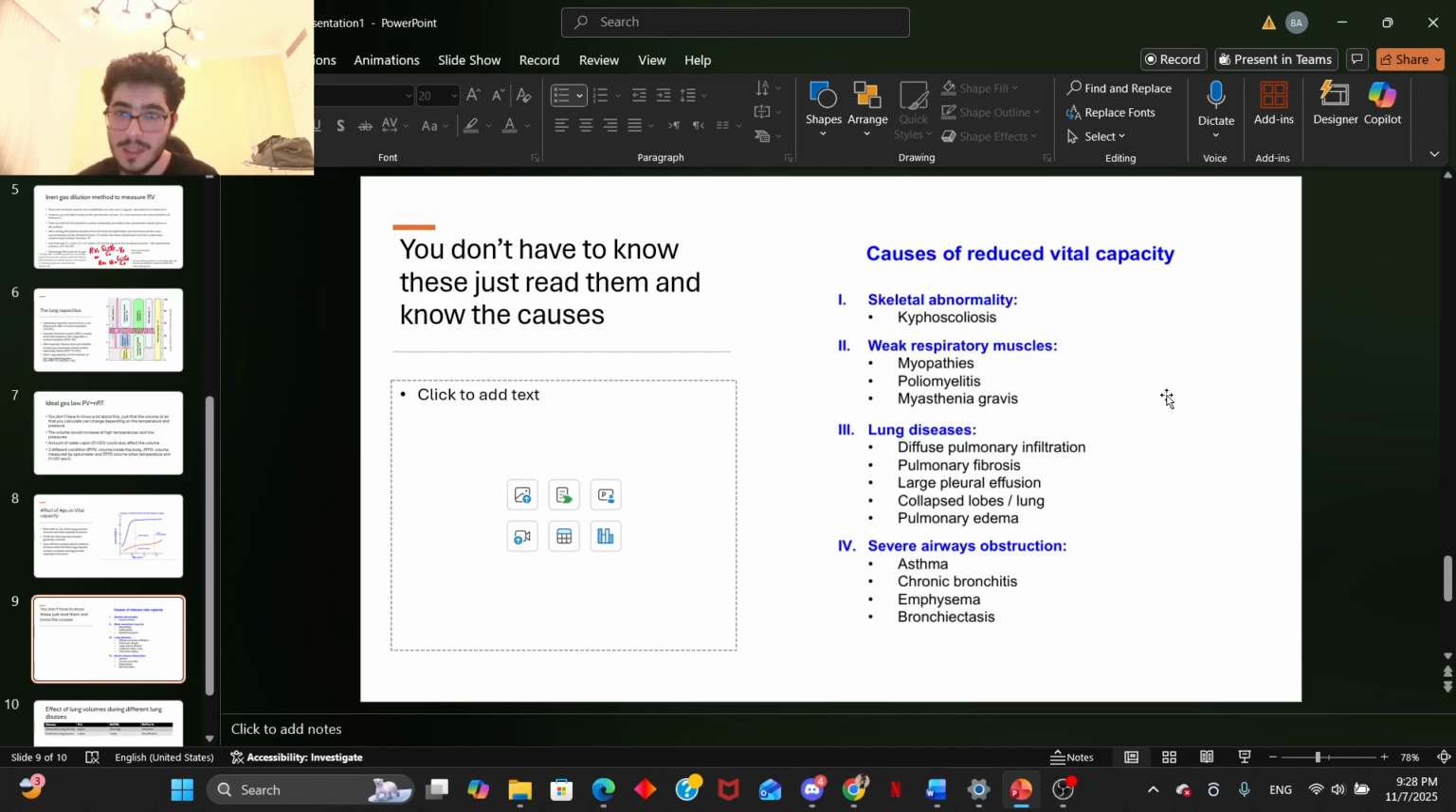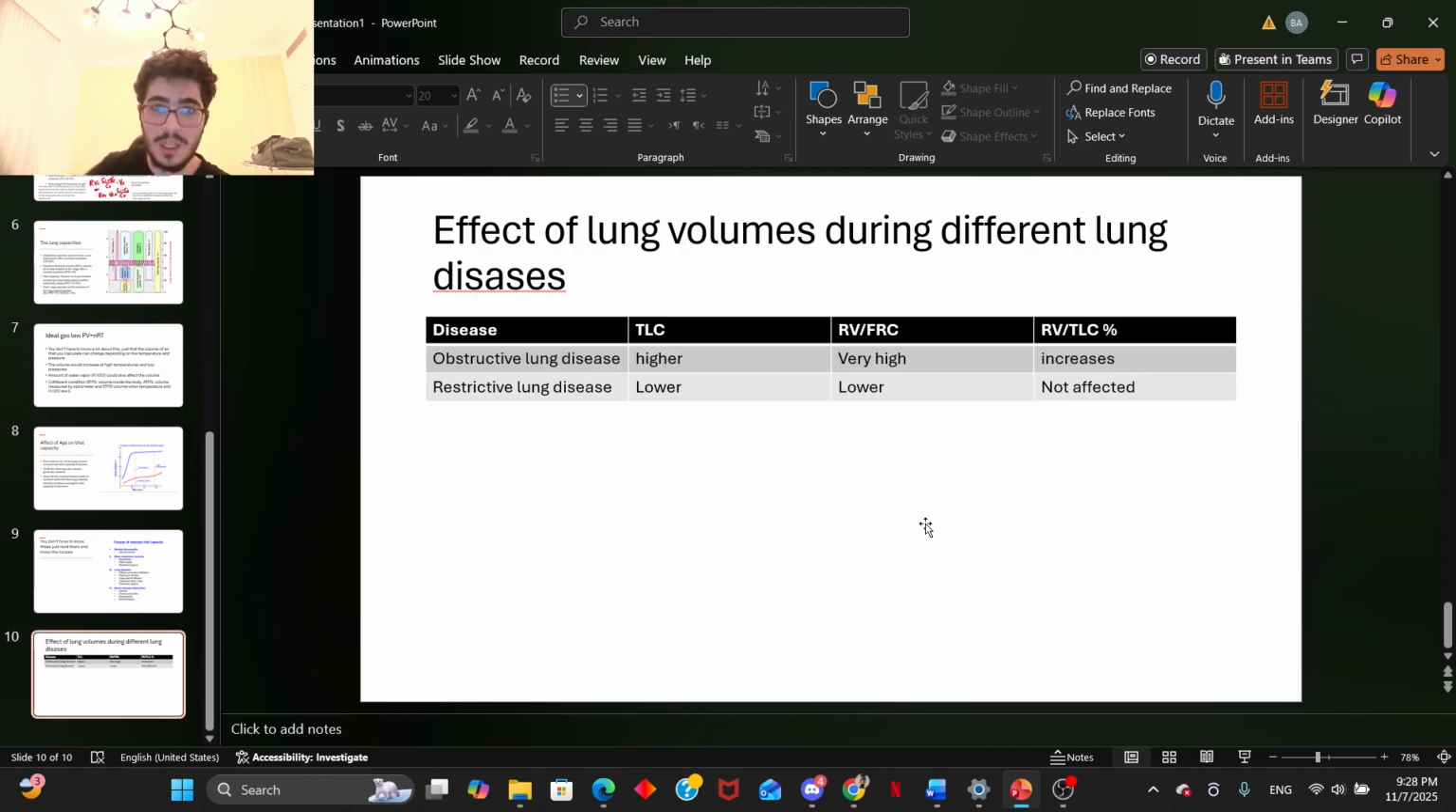And here are causes of reduced vital capacity. You don't have to know the conditions, but you do have to know that a skeletal abnormality could cause a reduction in vital capacity. Weak respiratory muscles could cause a reduction in vital capacity. Lung diseases could cause a reduction in vital capacity. And severe airway obstructions, like asthma and chronic bronchitis, could cause a reduction in vital capacity. That's all you have to know about this slide here. So let's move on to the next one.